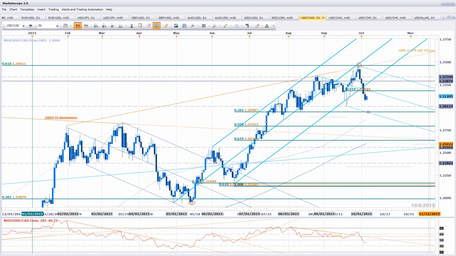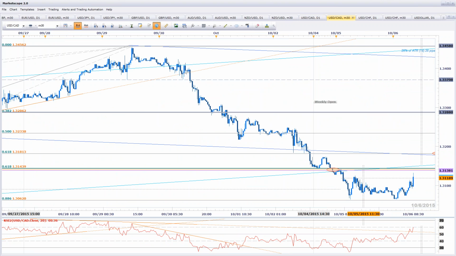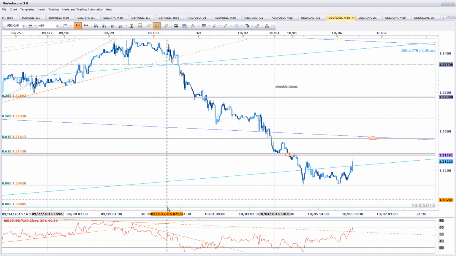That being said, downside targets are still 30.11, which is just the stretch lows from September. And then you have 29.48, which is not only the stretch low from August, but also a basic 38.2 off the June advance. So here's what it looks like on the intraday chart. Again, it's been pretty ugly. Let me just zoom this out real quick for you.